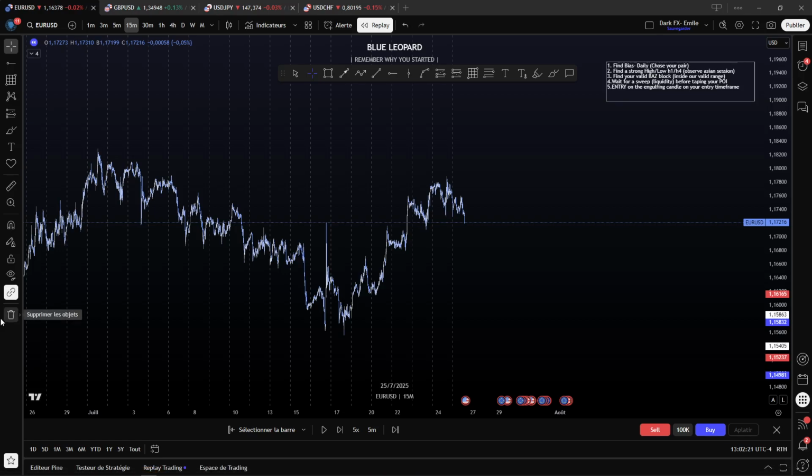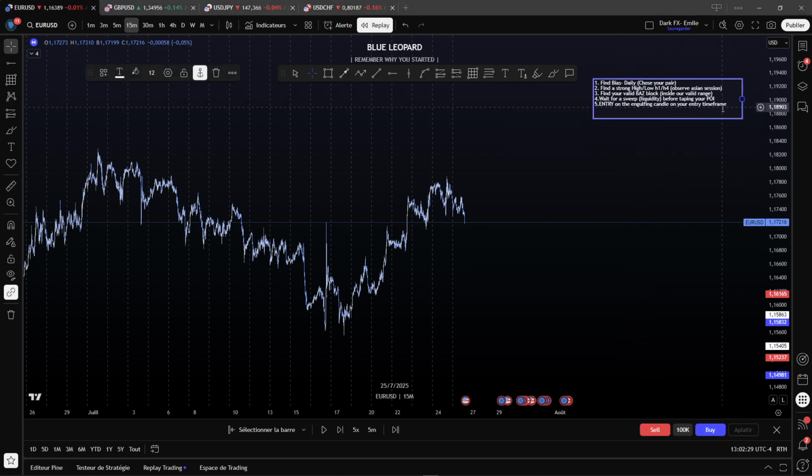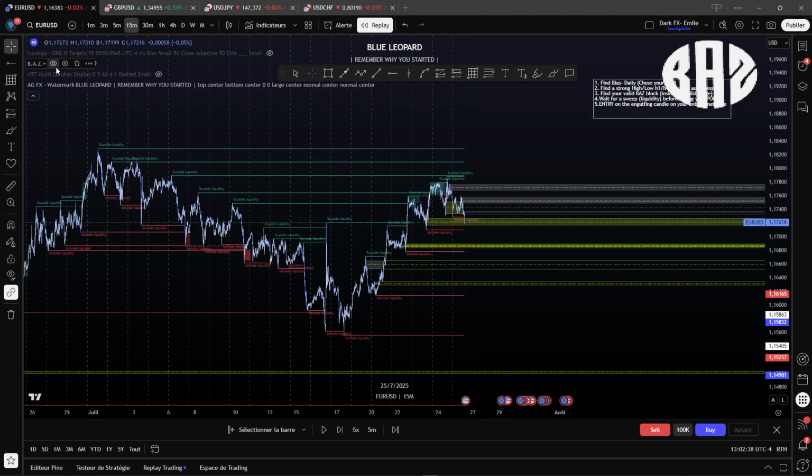Okay, guys, for the ones that were in the session, they understood everything I explained in detail. But in this video, I'm going to recap how I trade with the BAZ indicator, and I use it as my main strategy. So here you can see the BAZ indicator. It must be installed here.